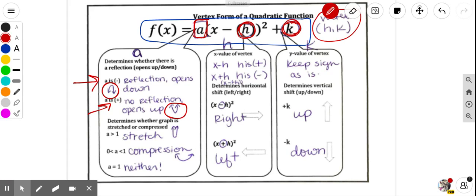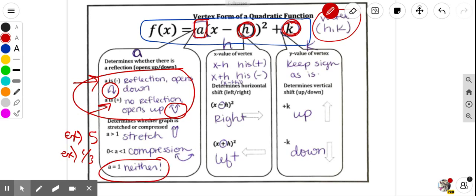Remember that if A is bigger than 1, so for example, if A is 5, it's a stretch. If A is between 0 and 1, so for example, 1/3, that's a compression. And remember too, when you're thinking about that, you're ignoring the sign, because the sign is up here. The sign tells you if there's a reflection or not. And then the value of the number itself will tell you if there's a stretch or compression. Remember, sometimes there's no number in the front. That means A is 1, and it's not a stretch, it's not a compression.